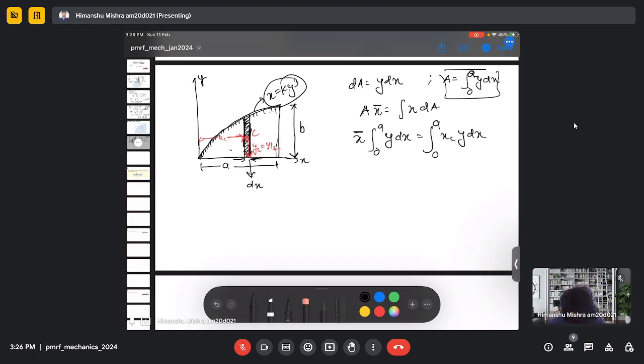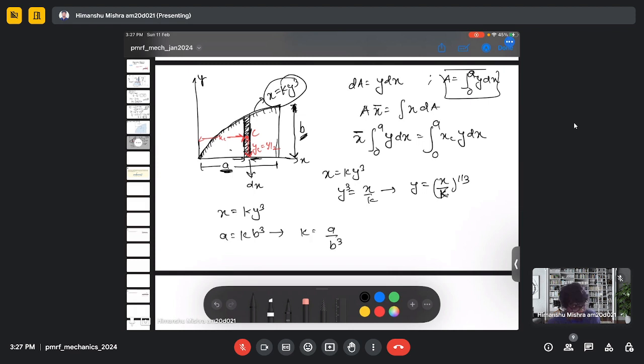So I can get y from the equation of this curve, which is x equals k y cube. So my y will be x by k, and y will then be (x by k) to the power 1 by 3. Now we can actually also get k, because we have given x equals k y cube, and we have also given the dimensions. So if I put x equals a, then y equals b. So my k will be a by b cube.